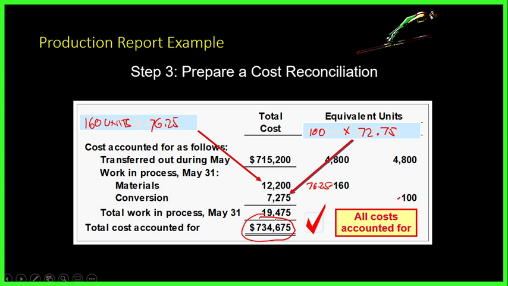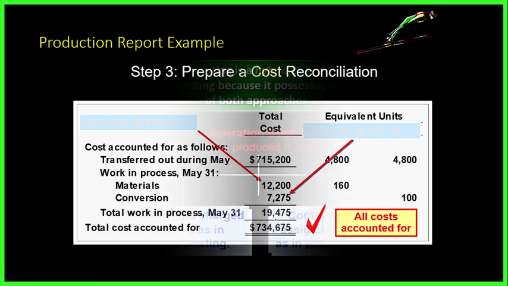You put step 1, step 2, and step 3 together in one report. You now have your cost of production report.